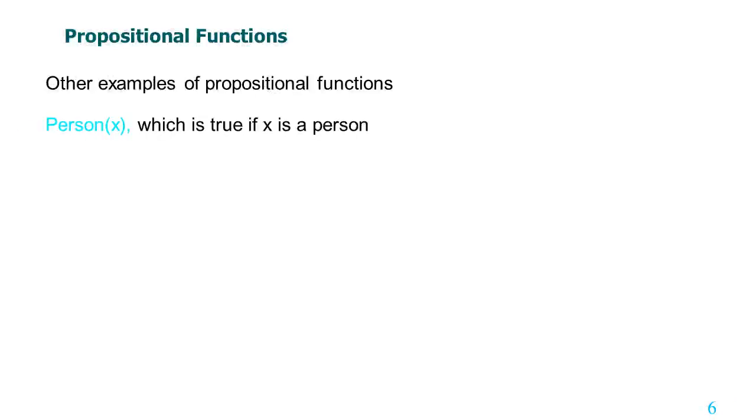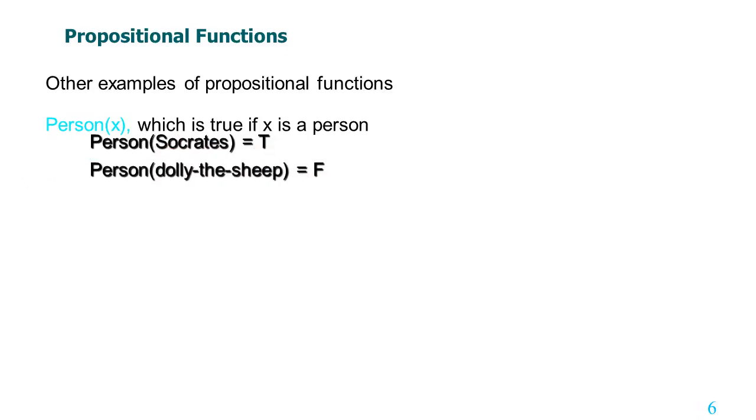Other examples of propositional functions: Person(x), which is true if x is a person. If we write "x is a person" using propositional functions, we write it in this manner: Person(x). Now it is instantiated with Socrates. Socrates was a person, hence Person(Socrates) is true. Whereas Person(Dolly the sheep), Dolly being the name of a sheep, is a false statement.